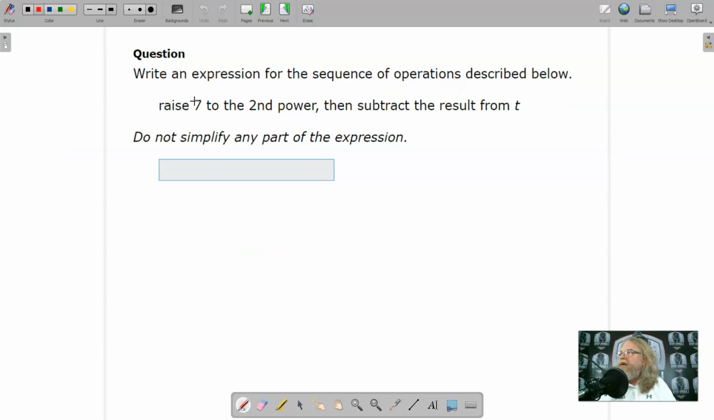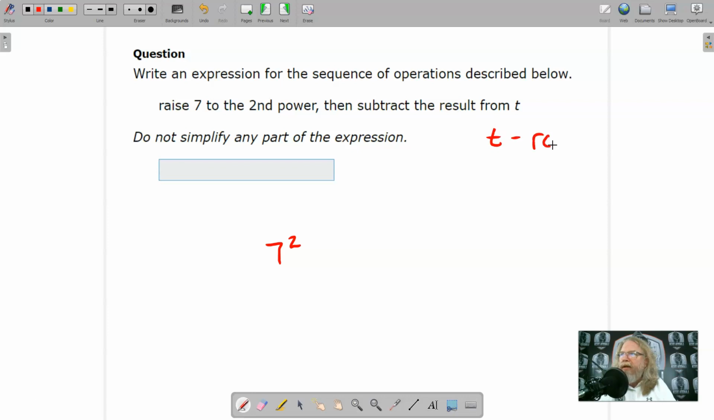On the next one, raise 7 to the 2nd power, then subtract the result from t. So let's go ahead and do 7 to the 2nd power. So we have 7 to the 2nd power. Then subtract the result from t. So we're subtracting something from t. So we're starting with t, and we're subtracting what?